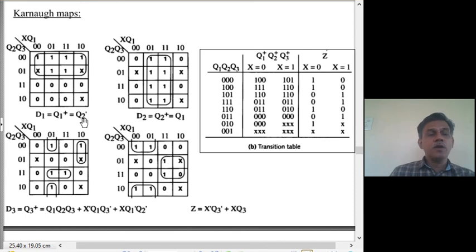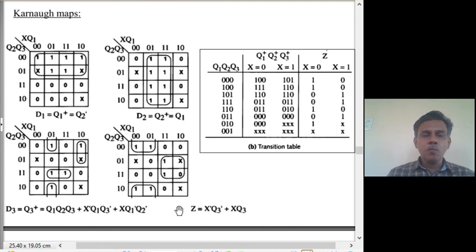Let us say we are going to use a D flip flop for storing Q1 plus. We know the excitation table of D flip flop: the D input to Q1, D1, is the same as Q1 plus. So we can write D1 is equal to Q1 plus is equal to Q2 bar. Similarly, coming to the Q2 plus K-map, this is the square and that is nothing but Q1. So D2 equals Q2 plus is equal to Q1.